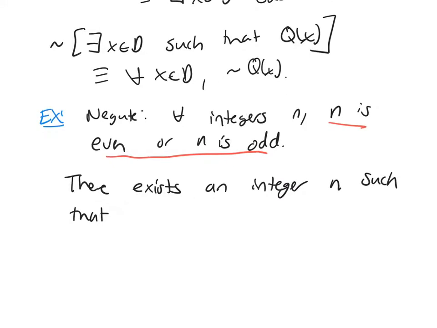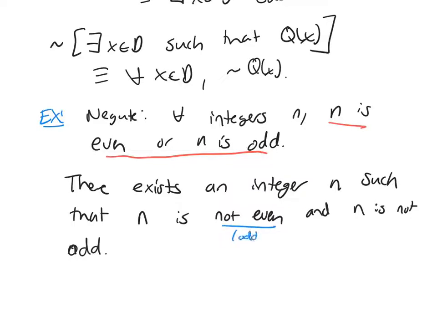This is an or statement. Remember how we negate an or statement: such that n is not even and n is not odd. Now instead of not even, you can use odd. Instead of not odd, you can use even if you want.